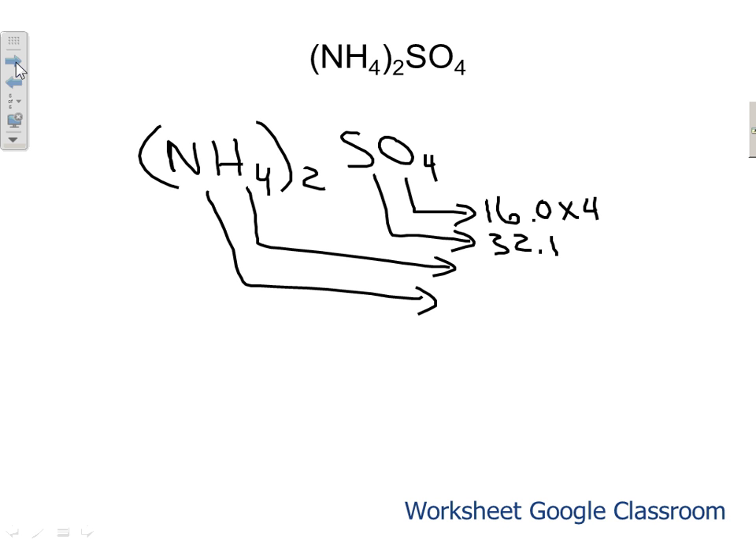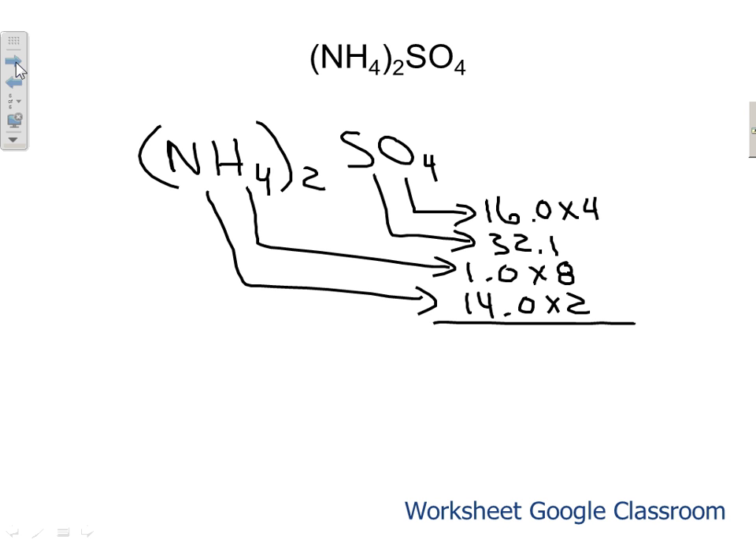How many H atoms are there? Conrad? 2. Nope. 8. 2 times 4. Sorry, H. No, N, there's 2. You're correct. We have to multiply it through. So 2 times 4 is 8. So that's 1.0 times 8. 2 for the Ns, that's 14.0 times 2.